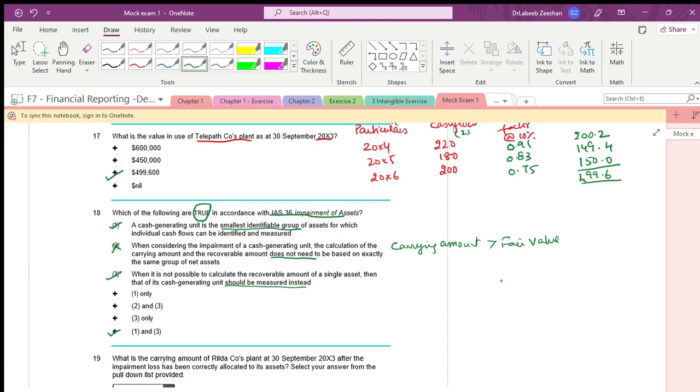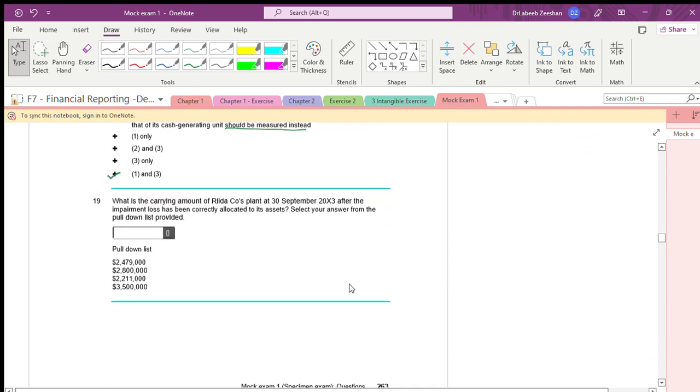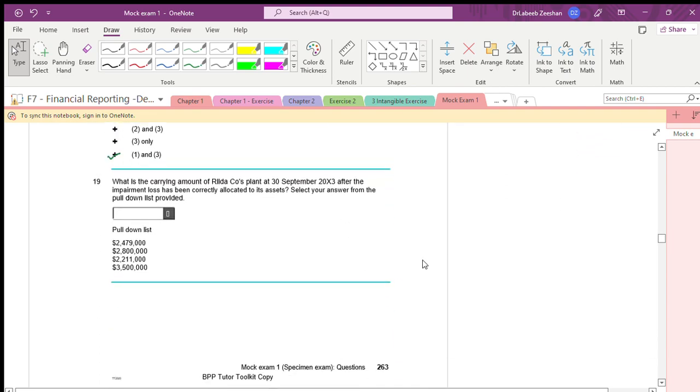Is it clear? If you do mock exams now with revision of the lectures, it really gives you a very good understanding about how the things will work. Okay. Next.